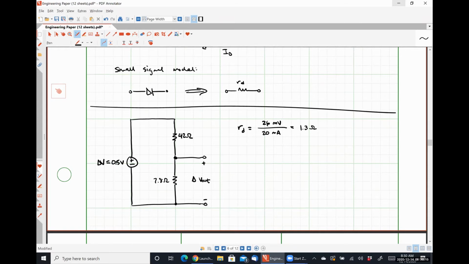And so it should be pretty easy to see now that my change in V out is going to be 0.5 volts times 7.8 ohms divided by 42 plus 7.8 ohms, just using good old voltage division.